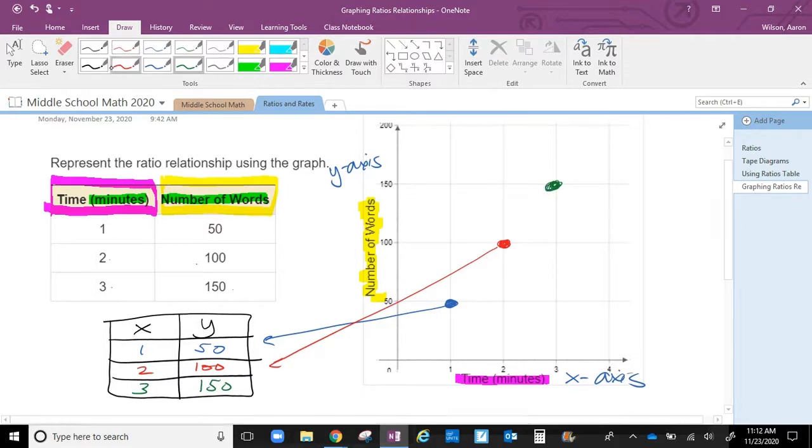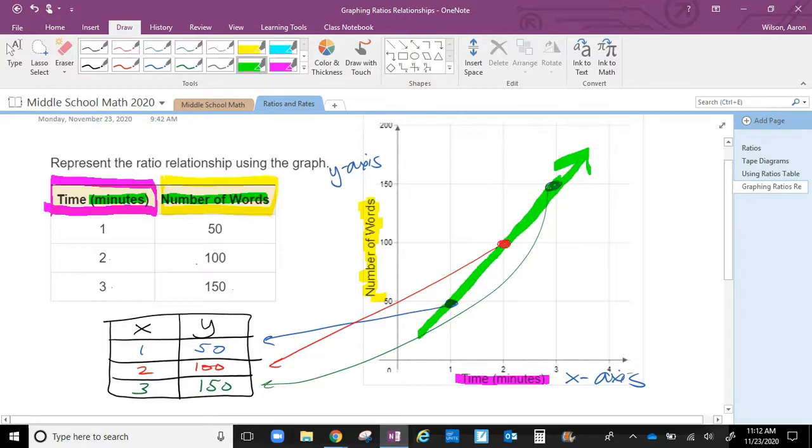And you should notice that the moment you get these dots placed, or their coordinates, it ends up creating a line. So we connect these three, and this could go on essentially forever, but of course it would stop right here, because if you spent 0 minutes, you would be able to type 0 words. So that is the ratio relationship using the graph.